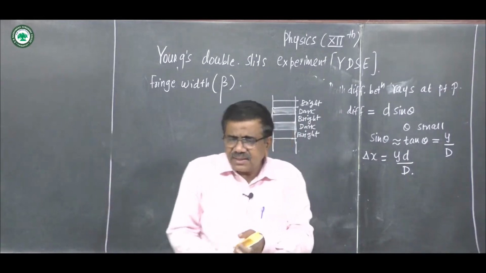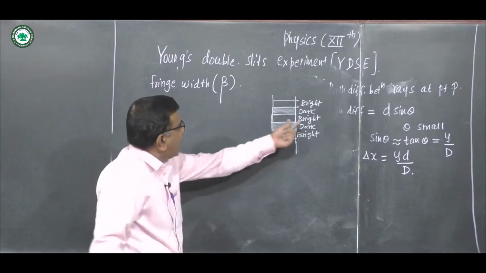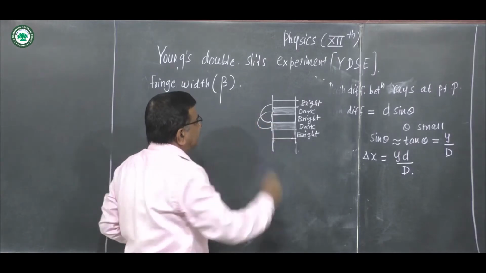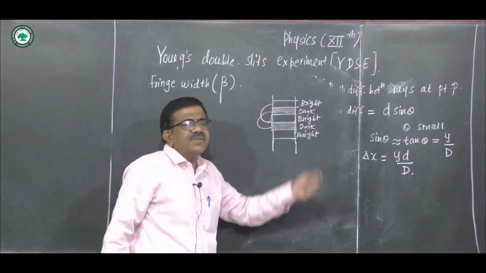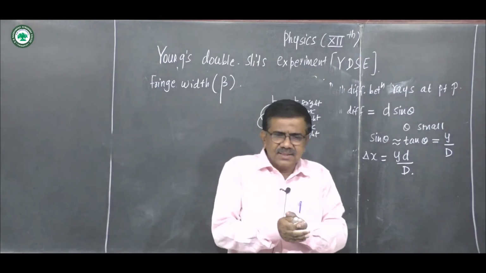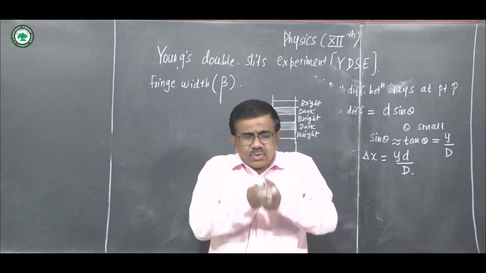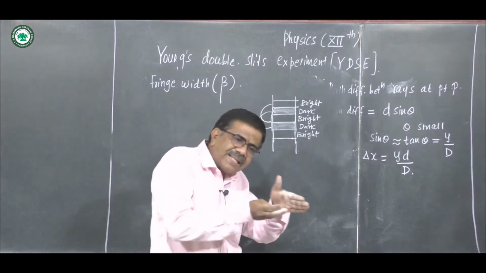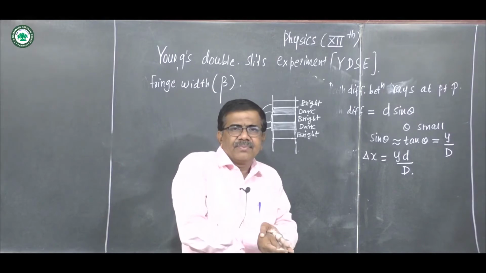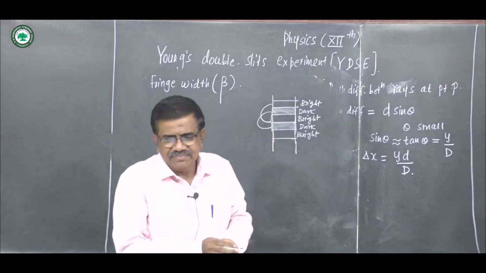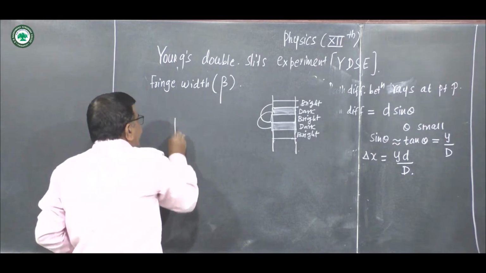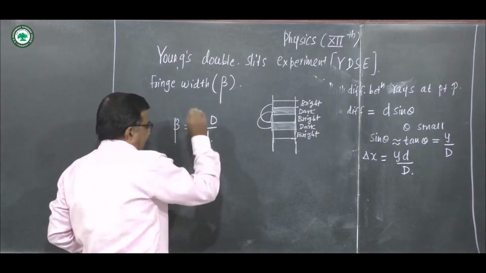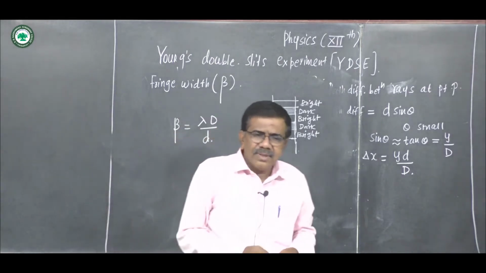So what is the fringe width? The distance between two successive bright bands or two successive dark bands, or it is the distance between successive maxima or successive minima. And that fringe width beta is lambda capital D upon small d. Very important formula.